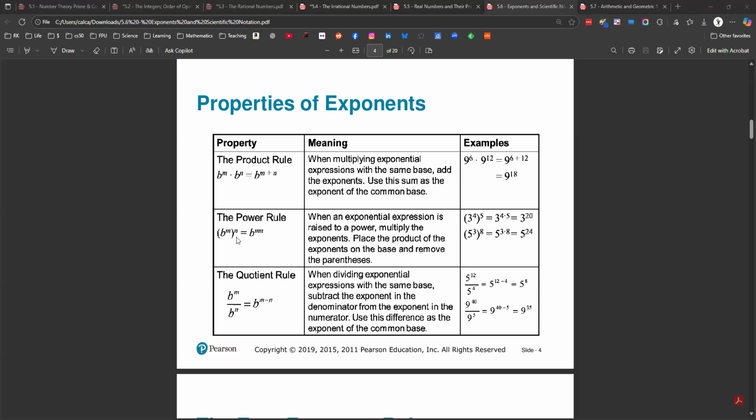Here, the power rule is when you raise an exponent to another exponent, you multiply them. And then the quotient rule, when you have b to the m and b to the n and they're dividing, then it's the same thing as subtracting. Notice here that it's always the top exponent minus the bottom exponent. And also notice that in all of these, you have a single base. So this isn't like 3 and 2. The bases here are the same. They're both the base b. That's an important connection to make as well.